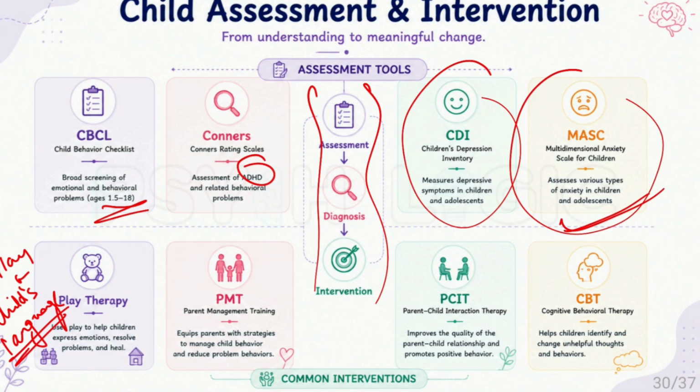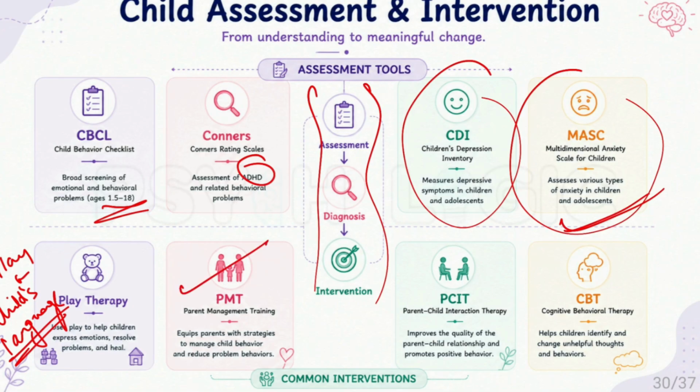Okay. Then we have parent management training. Child is not the only focus of treatment. We also need to work with parents. Parents need to be taught strategies to reinforce positive behaviors, manage difficult behaviors, improve consistency at home. Instead of changing only the child, we also try to change the environment they are being brought up in.